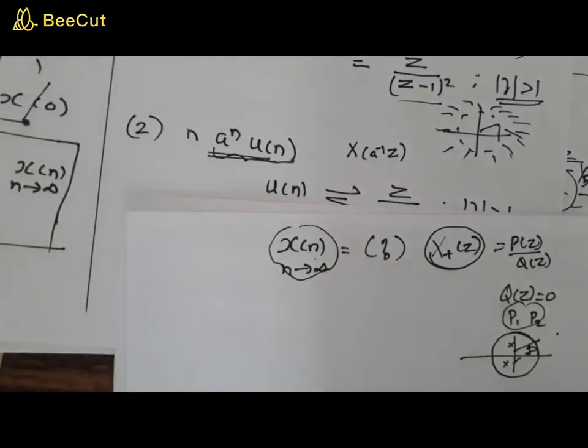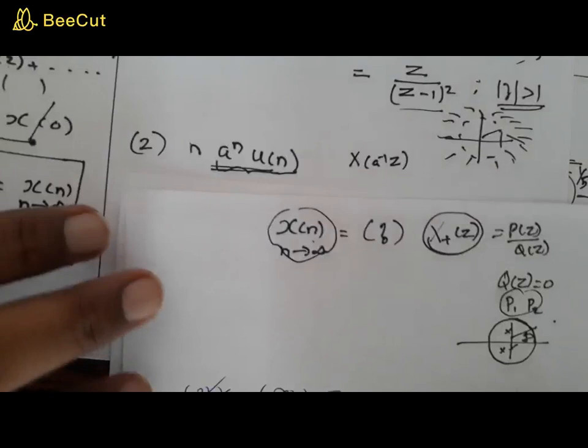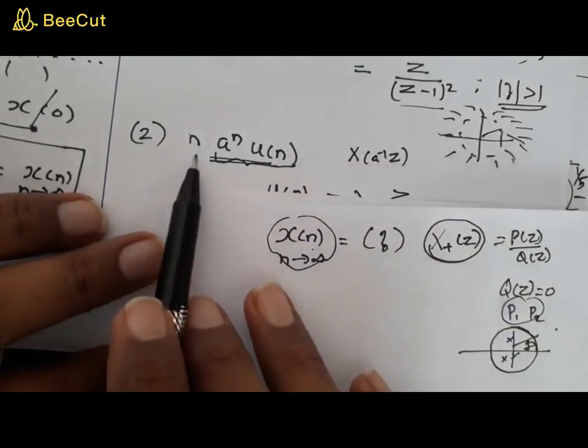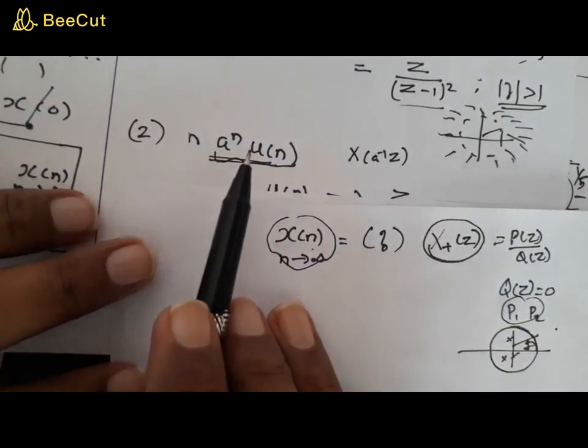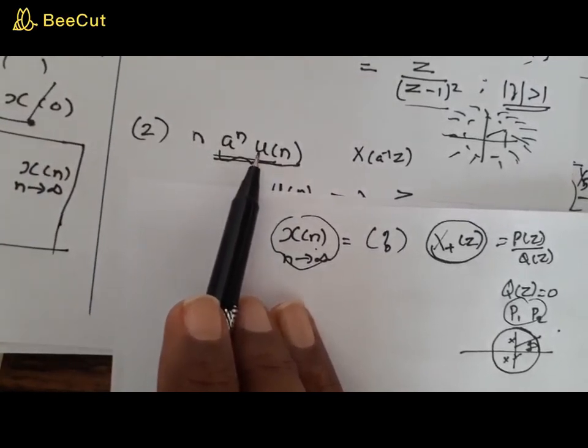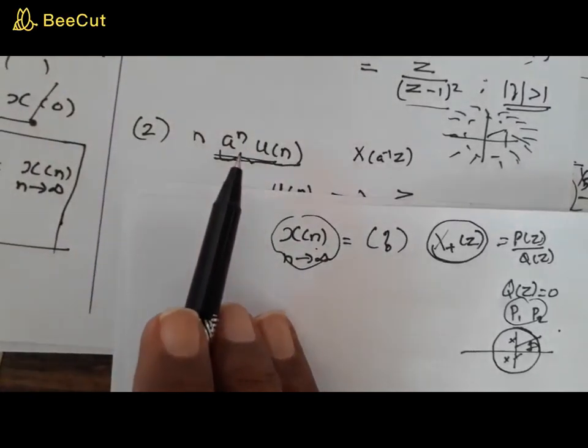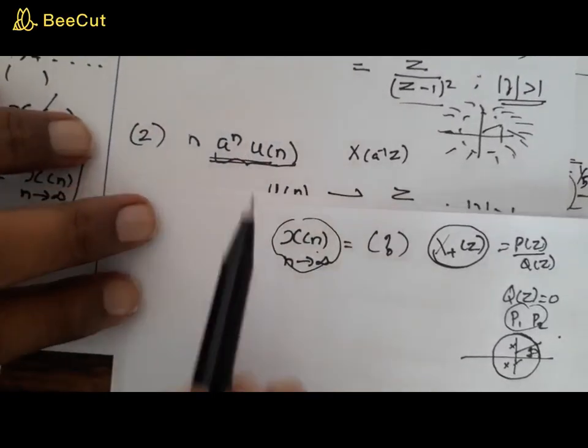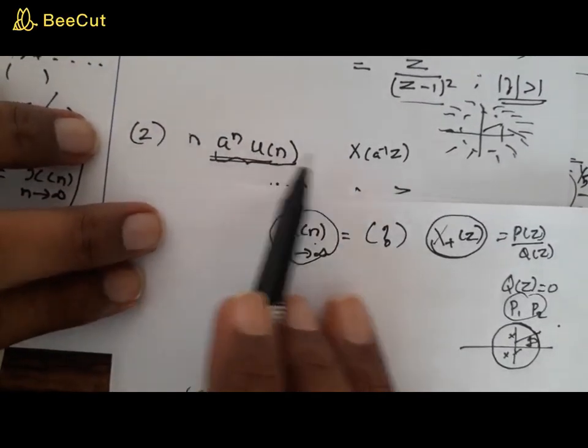Now another problem is of the same type. Sometimes you may be asked a question like this: apply suitable properties. So whenever you are asked to apply suitable properties, you are not supposed to use the basic expression, you need to apply the properties. So n into a raised to n into u of n.